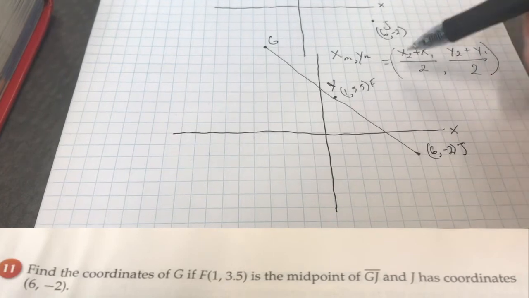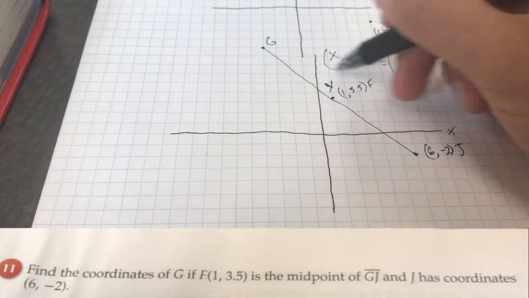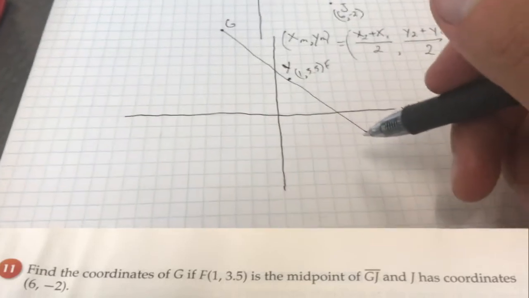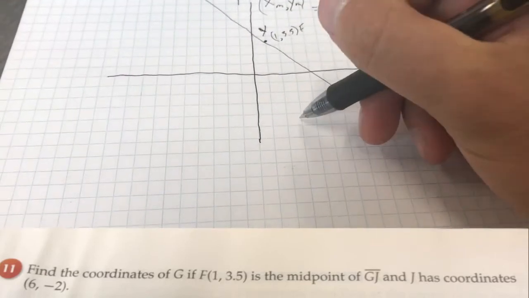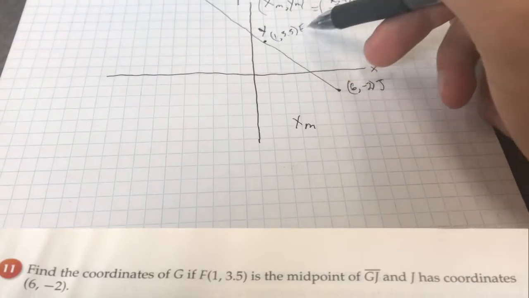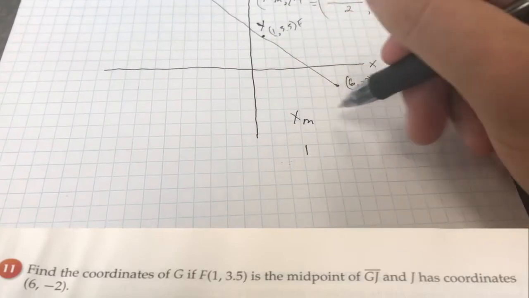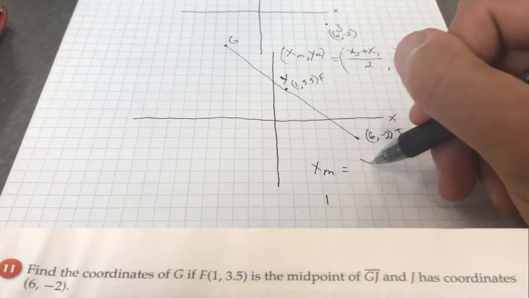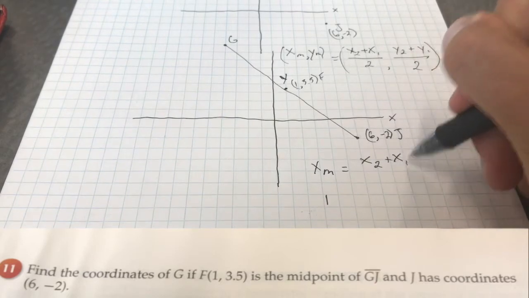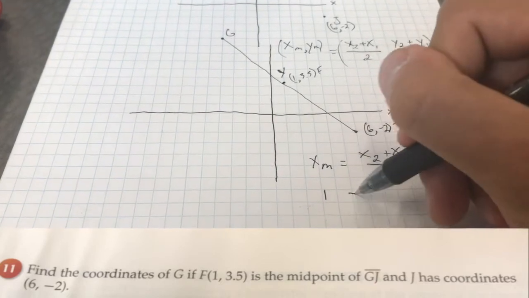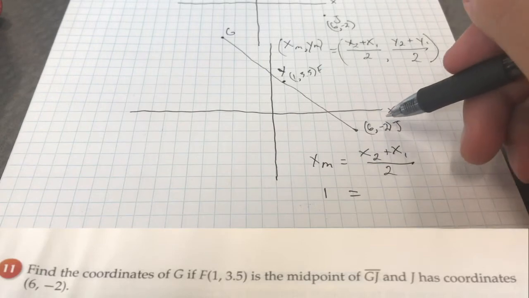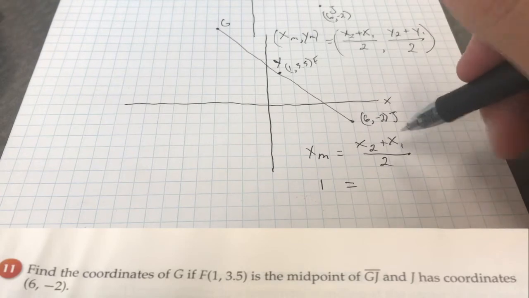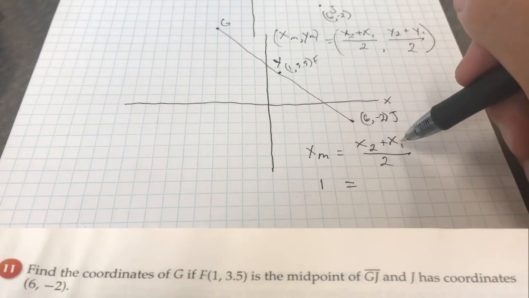So what I'm going to do is take this, because this is in coordinate form, x and y, x and y. I'm going to split those into 2. So I'm going to come down here, and I'm going to say xm, so this is going to be 1, is equal to x2 plus x1 over 2. Or, one other thing you could do to help you not get confused is say xj and xg.